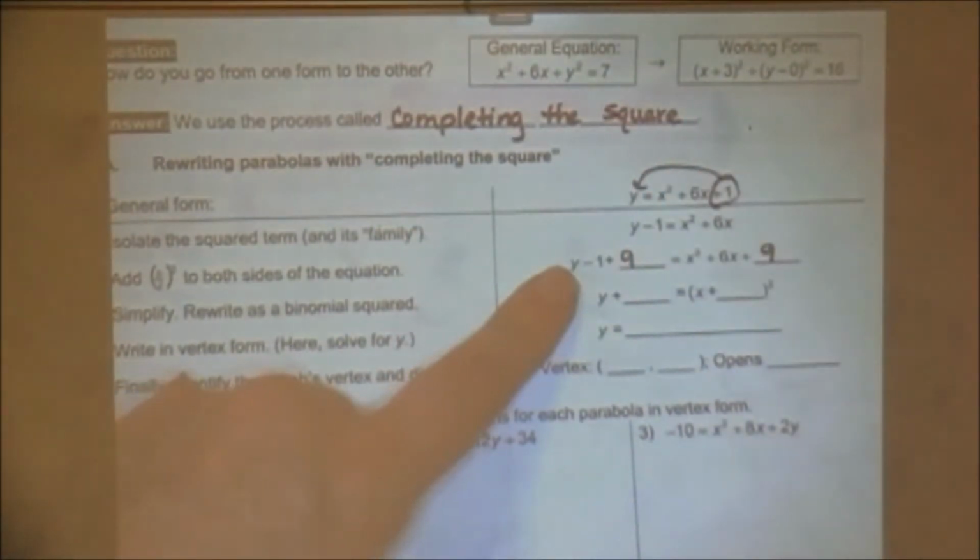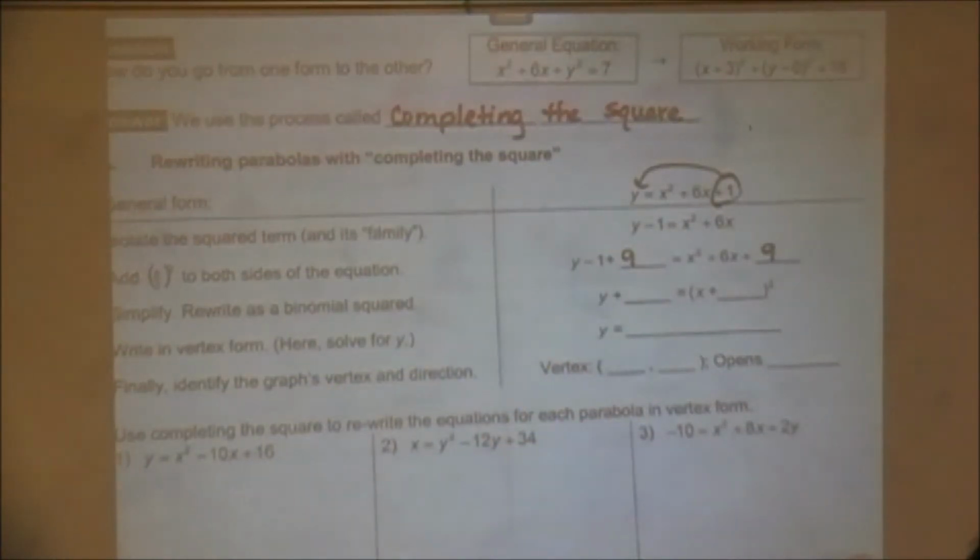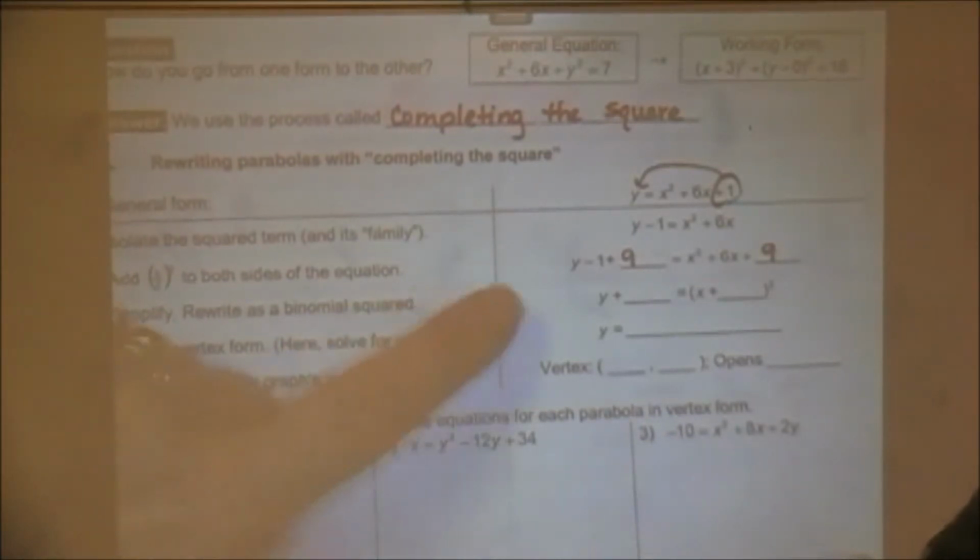Y'all remember doing this? No. Yeah, we just did a paper on this. We did it in pre-cal. We did a unit on it and took a test on it already, back when we did quadratics.